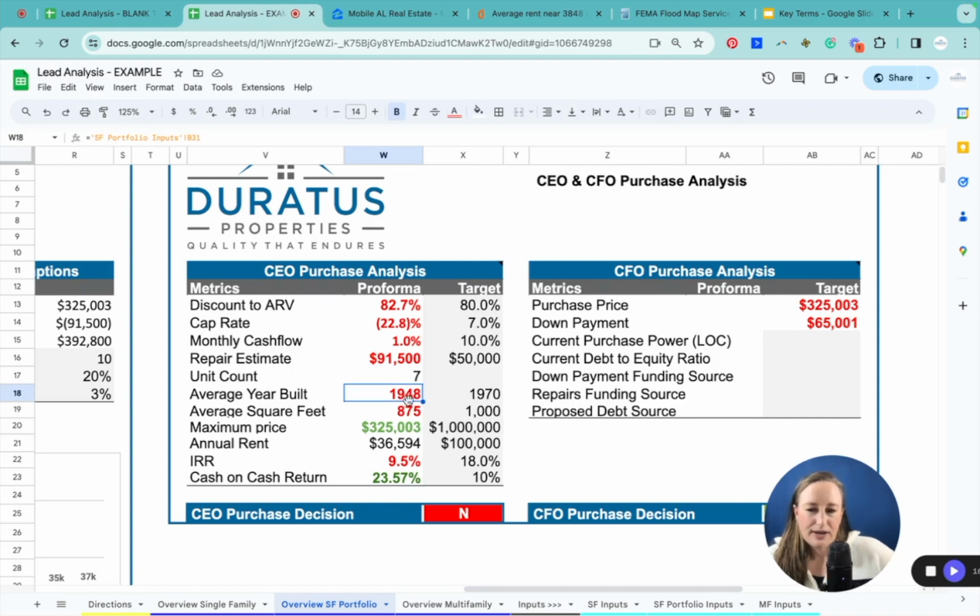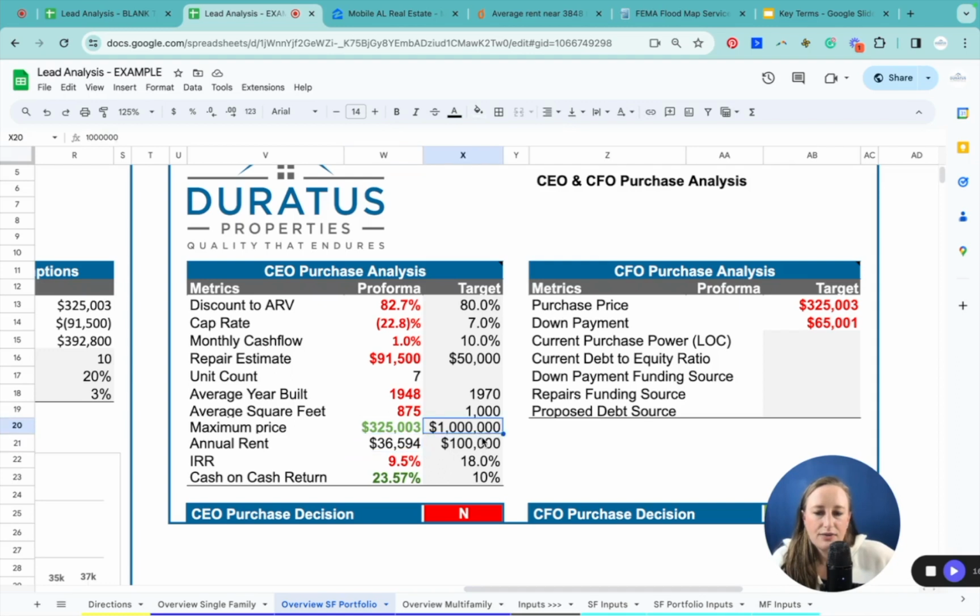Average year built was 1948. That's also a red flag, given what I said about the changes in the building code that took place in the 70s. Also, the square footage, they averaged 875 square feet, which is below what I like, which is 1,000 square feet. Our max price, when we're looking at portfolios, we look at things $1 million and below. So the max price, no problem there.